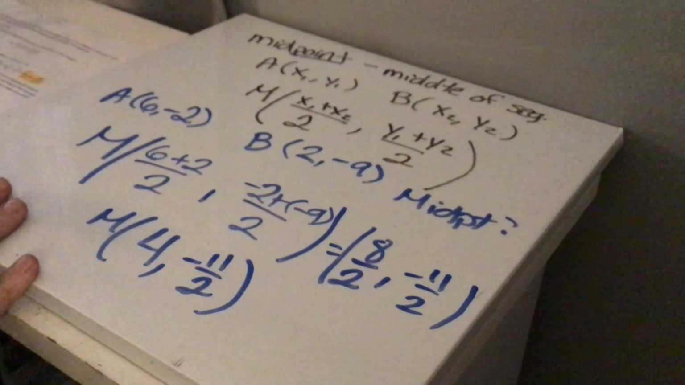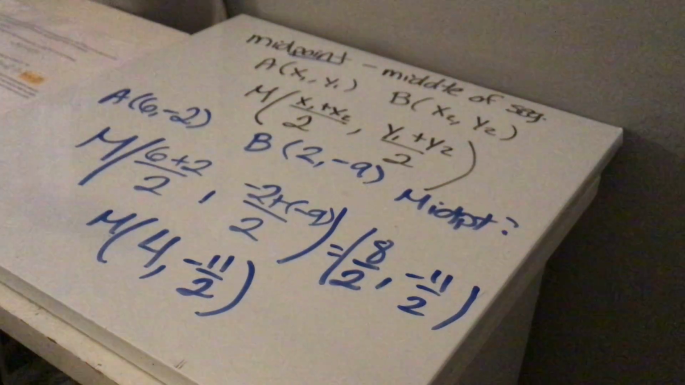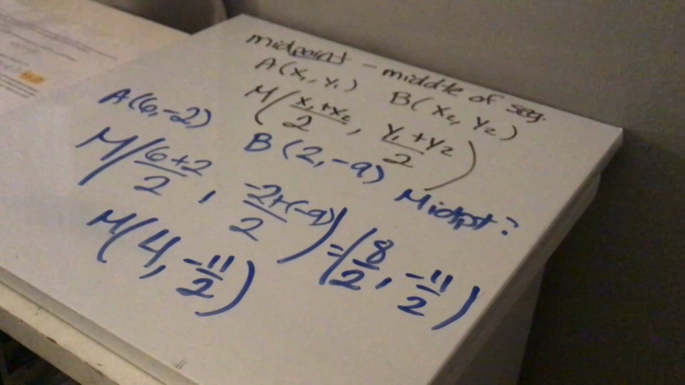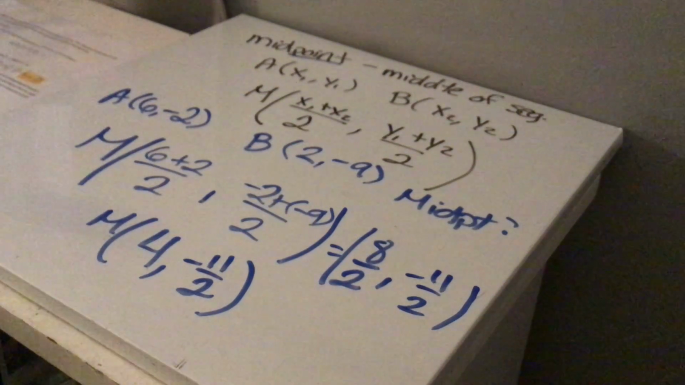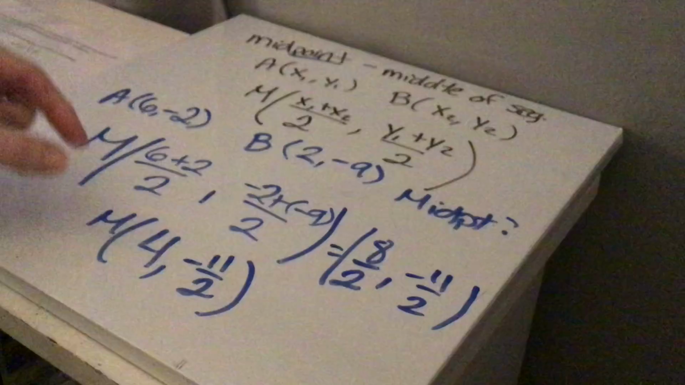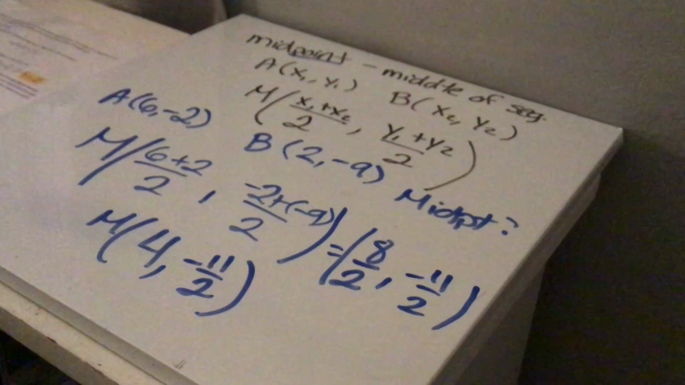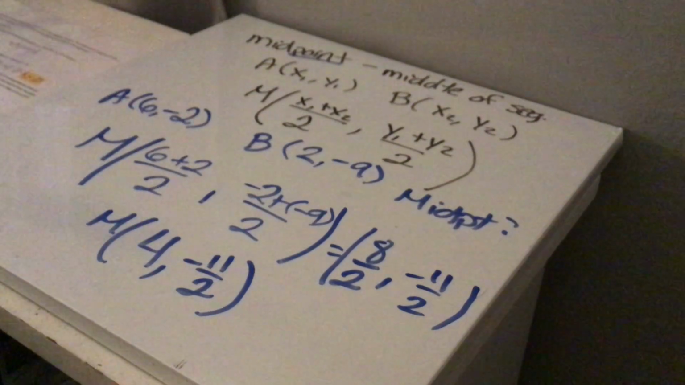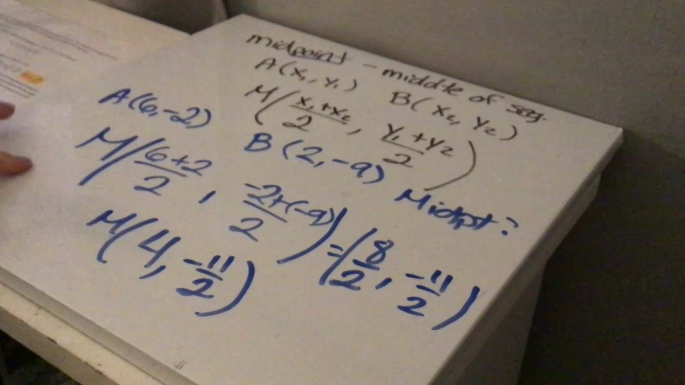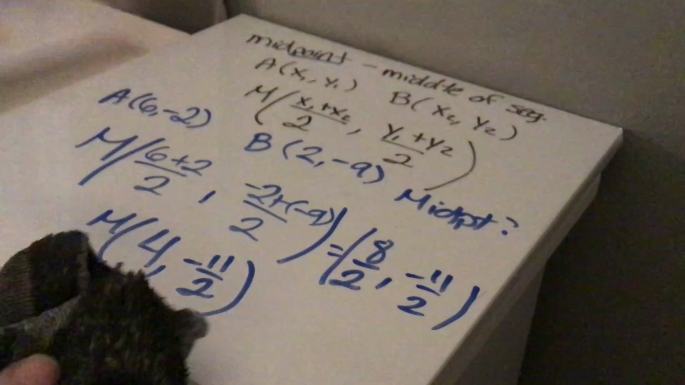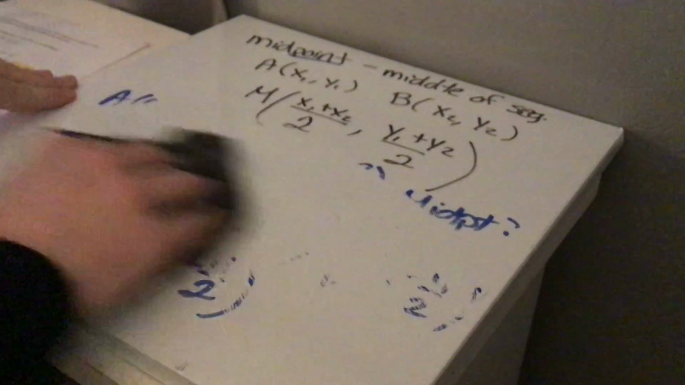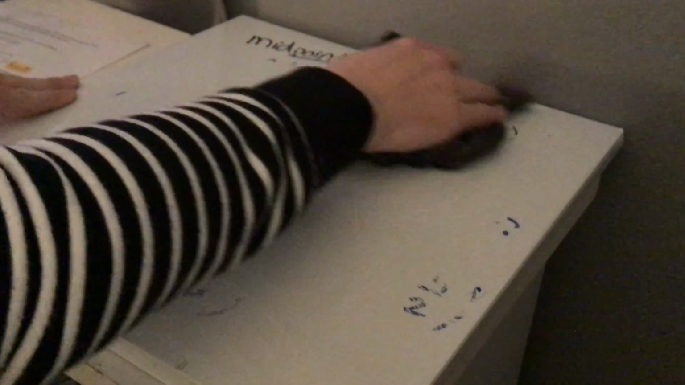This is useful when you want to write the equation of a perpendicular bisector. Perpendicular bisector means it passes through the midpoint, so that would be the point on the line. Perpendicular is opposite reciprocal slopes. So you can use the slope and the midpoint to get the equation of a line. Hopefully you know these two formulas. Now it's just a matter of remembering them.